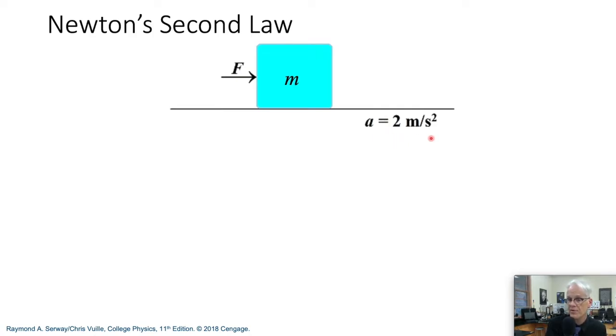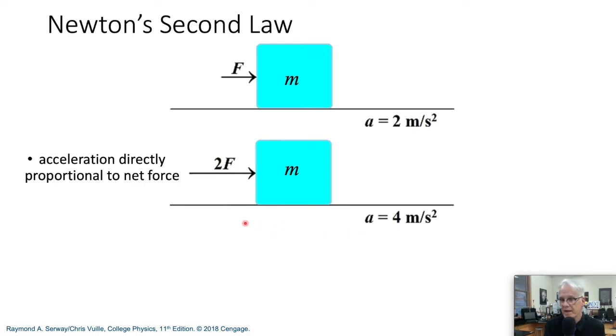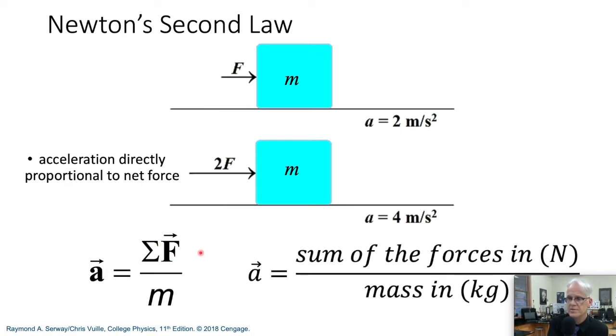If you apply a force twice as large, or 2 times F, you will get an acceleration that is twice as large, or 4 meters per second squared. Pushing 3 times as hard triples the acceleration, and so on. From these observations, we can conclude that the acceleration of an object is directly proportional to the net force acting on it. And here we can see it in our equation. The acceleration equals the net force, or the sum of the forces in newtons, divided by the mass in kilograms.